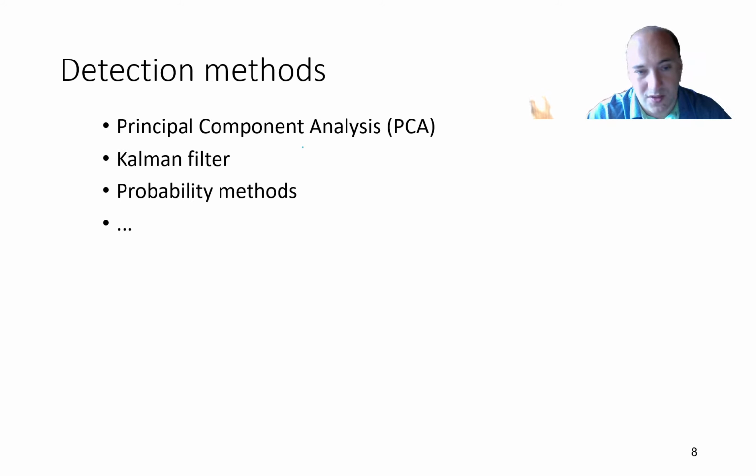One method will be called Principal Component Analysis, PCA in short, and I will be talking about this method in the next lecture. Now, we have already been talking about the Kalman filter without knowing that it's also useful for signal detection. So Kalman filter, that was 2 previous lectures. And we'll talk about probability methods a little bit. So we will see how we can use the probability distribution to detect if there is something wrong or not with the system. So PCA will be for the next lecture, Kalman filter we've already covered, and probability methods will be in today's lecture.